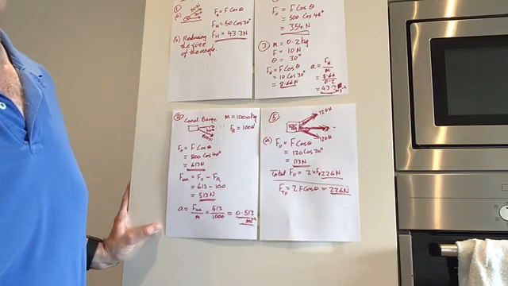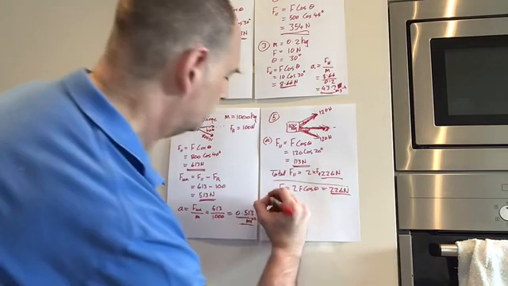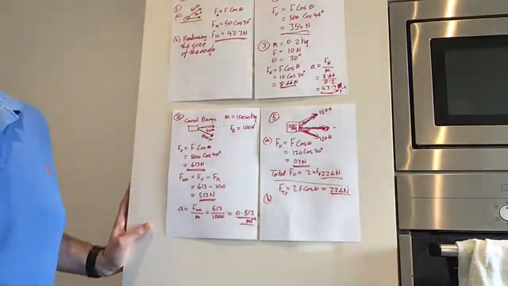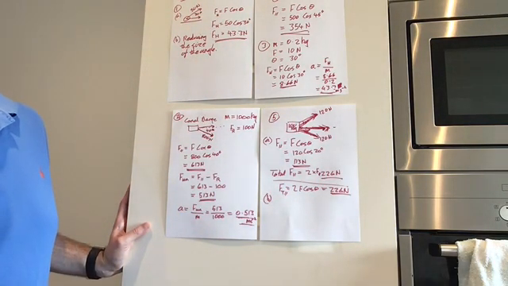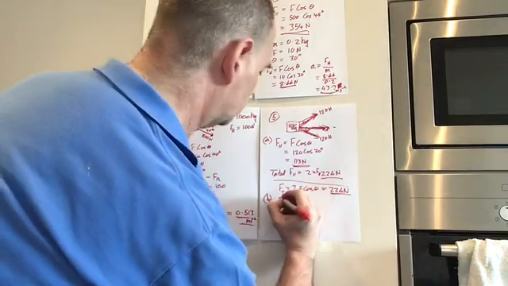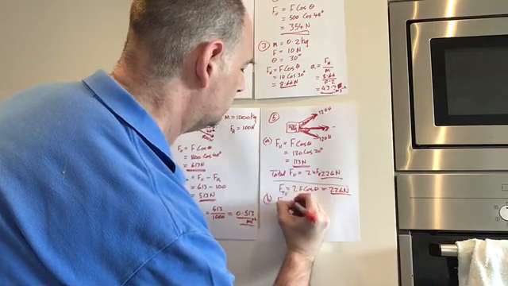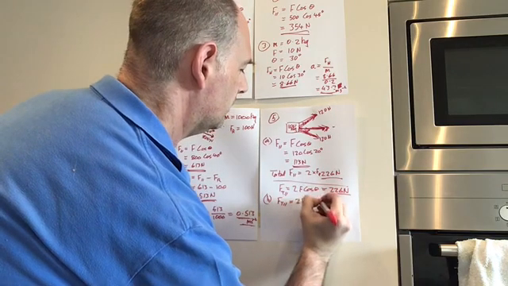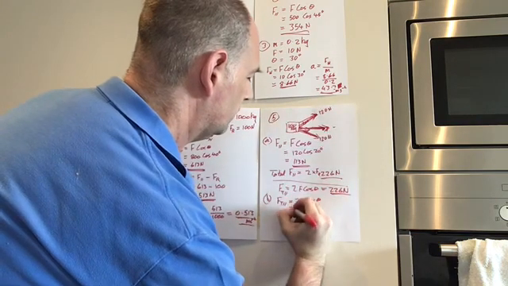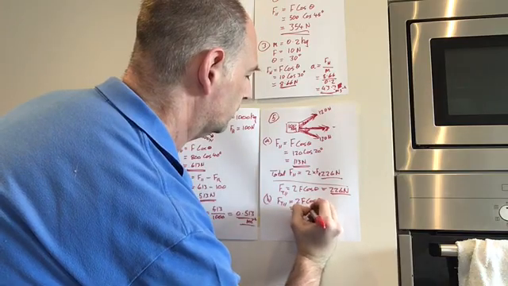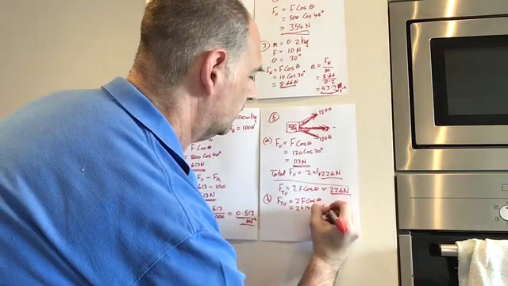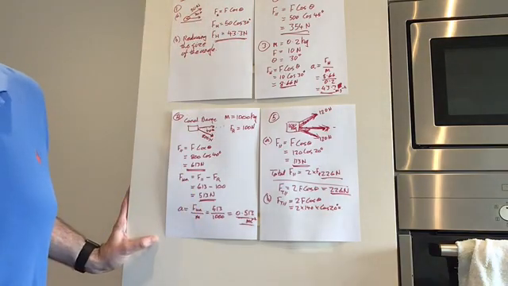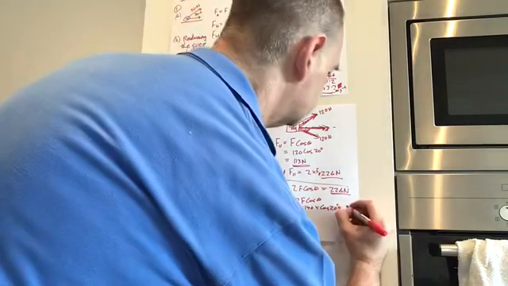For part B, we're given the forces have increased to 140 newtons. Okay, let's work out what our F parallel is. So that's 2F cos theta equals 2 times 140 times cos 20, and that should give us 263 newtons.